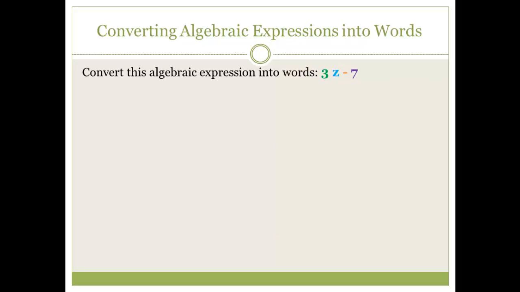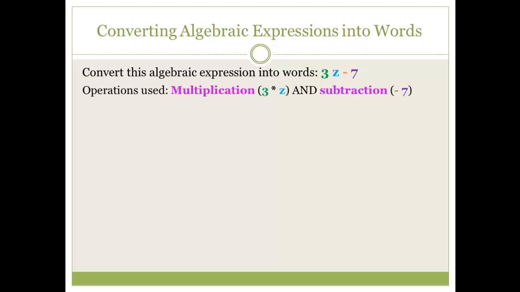Now, you'll work backwards by changing expressions back into words. Convert this algebraic expression into words. 3z minus 7. In this expression, the math operations are multiplication, because 3z means 3 times z, and subtraction, because you have a minus 7.